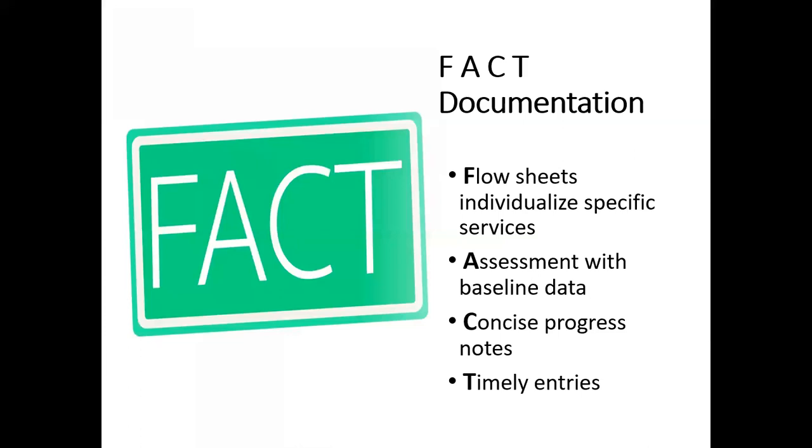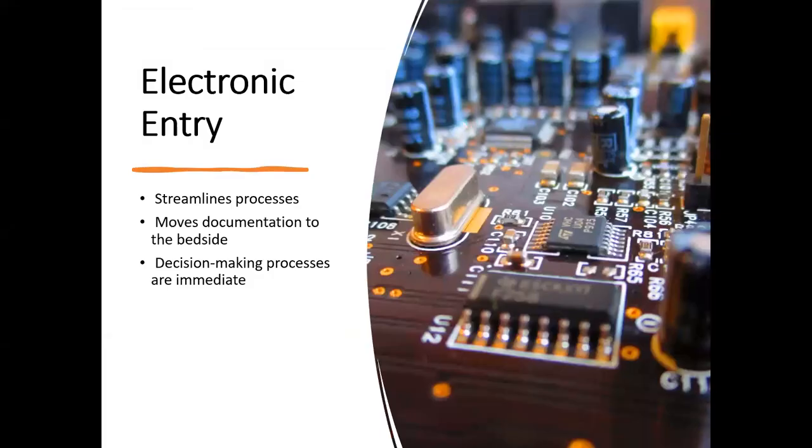The next would be our fact documentation. The fact documentation includes only exceptions to the norm or significant information about the client. It eliminates the need to document normal findings. And then we have our electronic entry system, which is a streamlined electronic process that makes documentation more accurate and efficient and reduces the risk of human error. This frees you to do expert work that only nurses can do.